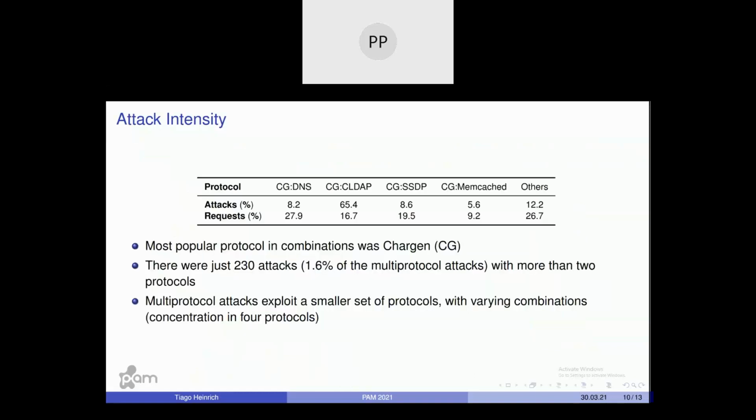This table shows the most frequent combinations of protocols used in multi-protocol attacks. Attacks combining CHARGEN and SSDP are more numerous, but had fewer requests than attacks involving other protocols. There were just 230 attacks with more than two protocols being used at the same time. Our studies show that multi-protocol attacks exploit a smaller set of protocols with a varying combination.